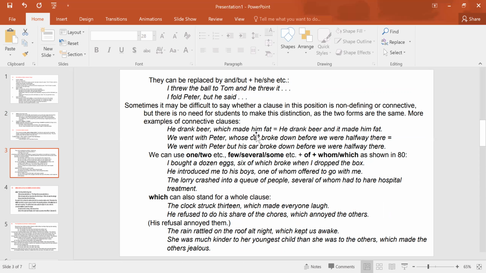He drank beer, which made him fat. This "which made him fat" is a connective relative clause. You can also write the sentence in this way: he drank beer and it made him fat. The same strategy has been applied in these examples as well. We went with Peter, whose car broke down before we were halfway there. Or you can also write it like this: we went with Peter, but his car broke down before we were halfway there.